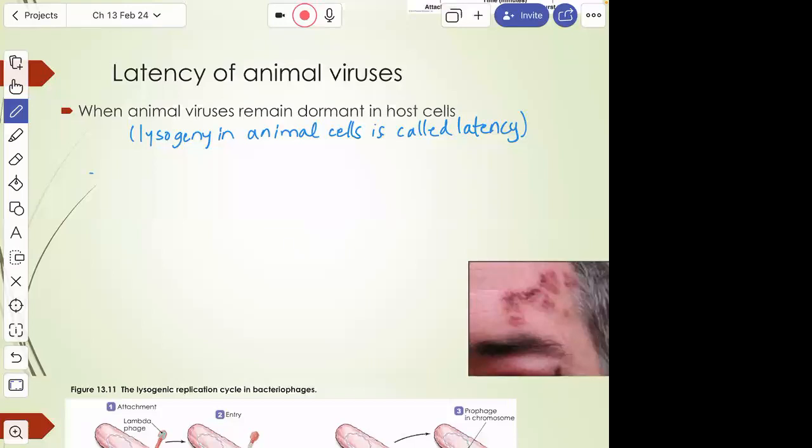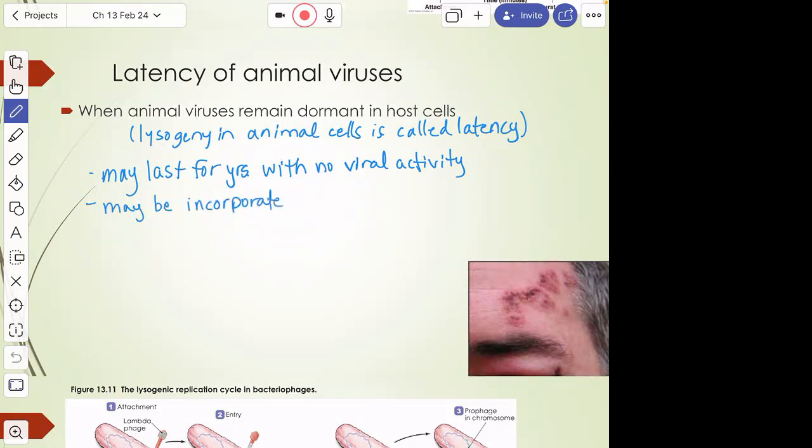Okay, so remember during that lysogenic cycle, that virus may be incorporated into the host cell for years or for a long time and not really do any change. So it may last for years with no viral activity. And sometimes in animal cells, those viruses will incorporate right into the animal cell chromosome. Sometimes they incorporate in little plasmid-like structures. So maybe incorporated into the chromosome, or as a plasmid-like structure.